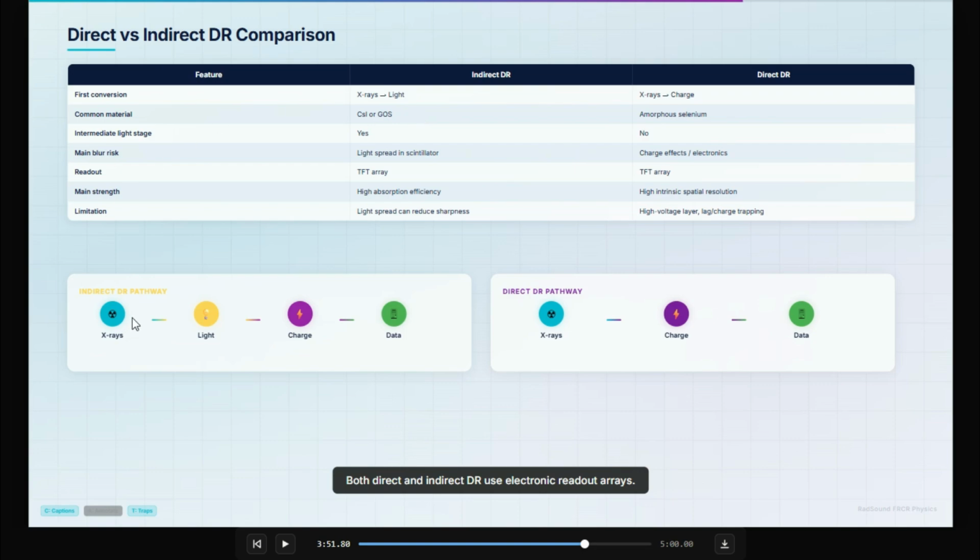So in the direct, the X-ray will be converted to charge data. In the indirect, the X-ray will be converted first to light via a scintillator, which is gadolinium oxide or cesium iodide. The charge will then be converted by the TFT to data, and the image will be formed. So these are the differences between the direct and indirect DR conversion.